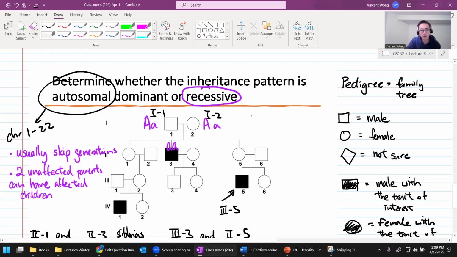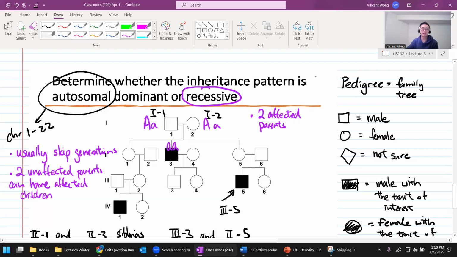And then there's one more clue, right? Two affected. I say affected because usually we use these to look at diseases, instead of a particular trait. I'm not saying curly hair is a bad thing or something like that. But two affected parents.